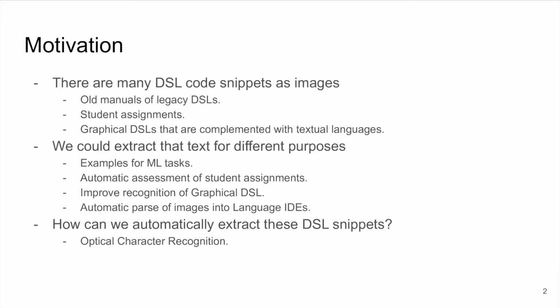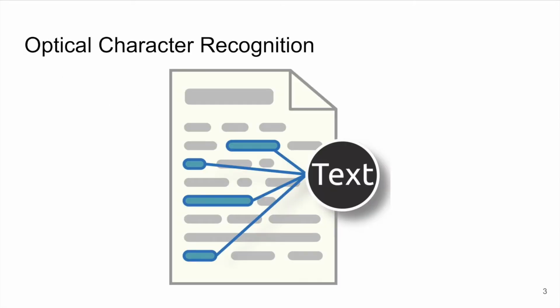But how can we automatically extract these DSL sentences? Using optical character recognition. But what is optical character recognition? Optical character recognition is a technology used to recognize text inside images, such as scanned documents or photos. OCR technology is used to convert virtually any kind of images containing written text into machine-readable text data.